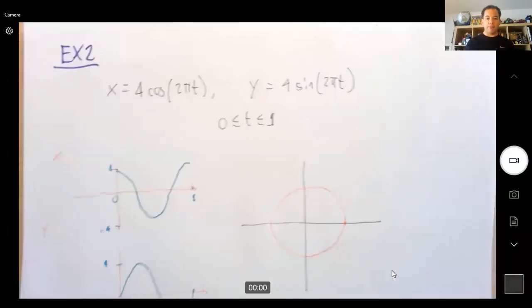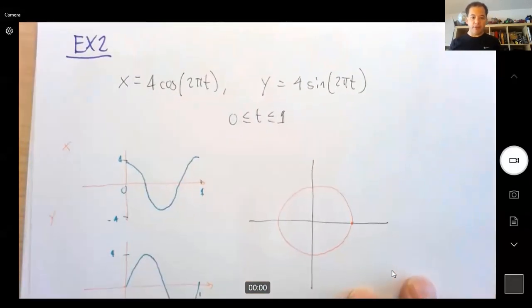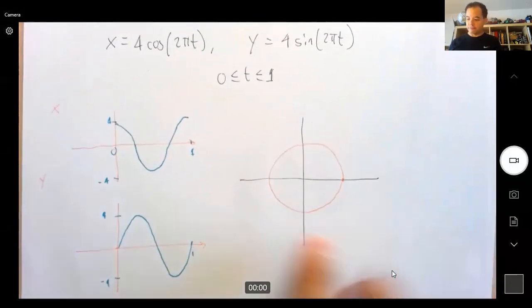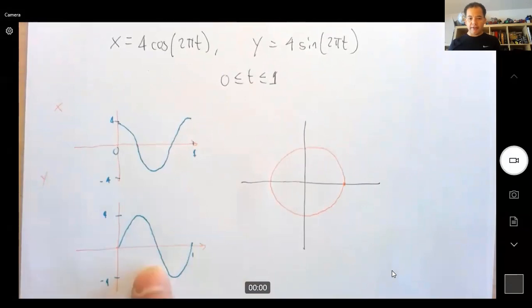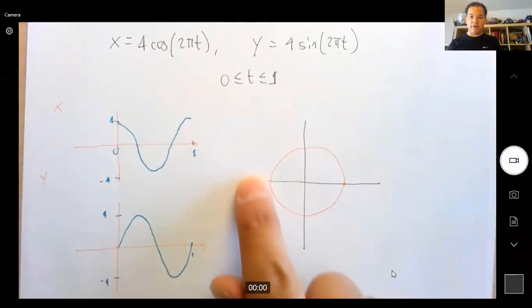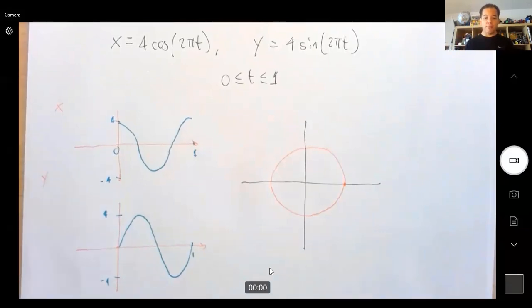We had this parametric equation: cosine 2 pi t for x, sine 2 pi t for y. And those graphs look like this. That's the cosine one, and that's the sine. And we saw that when we described it like this, it looked like a circle or something resembling a circle. I even showed you an animation from Mathematica. I'll show it to you again, and that kind of tells you that it does look like a circle.